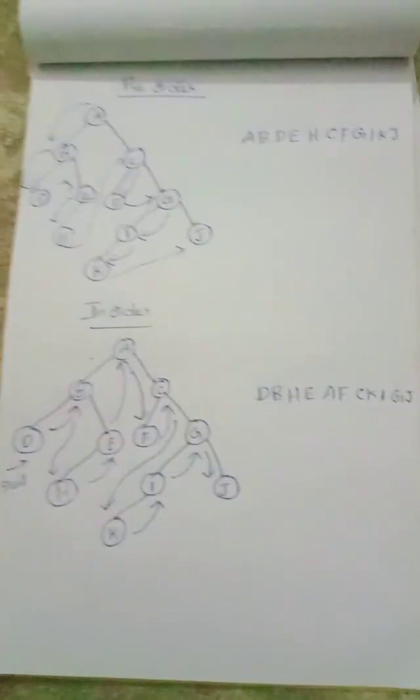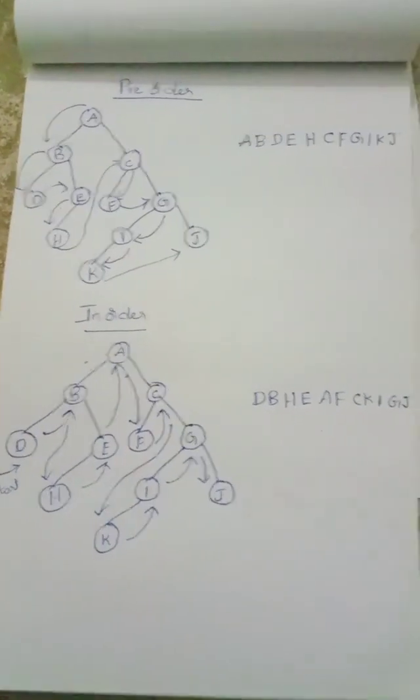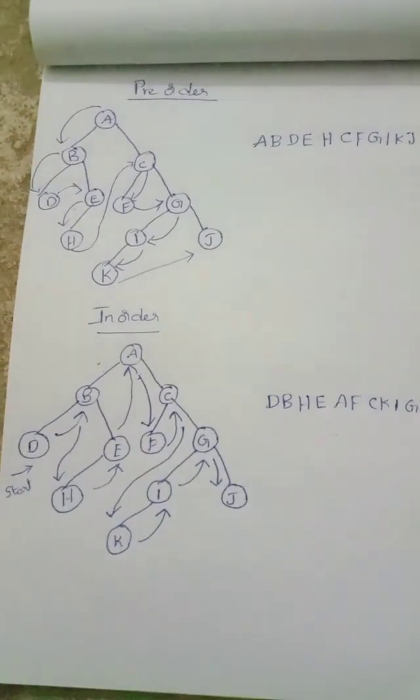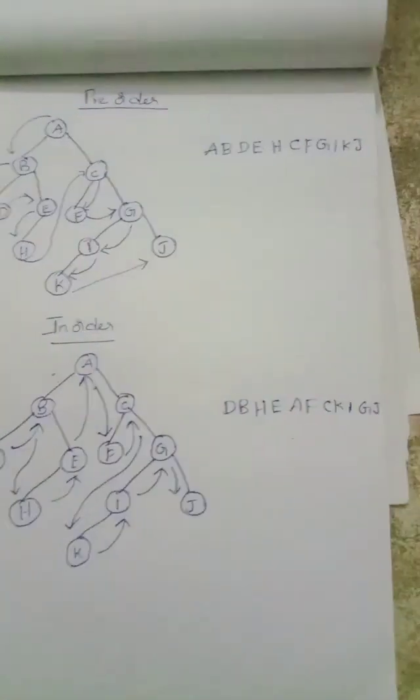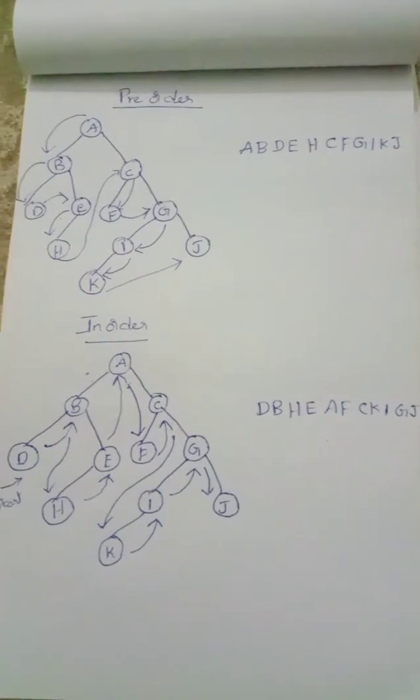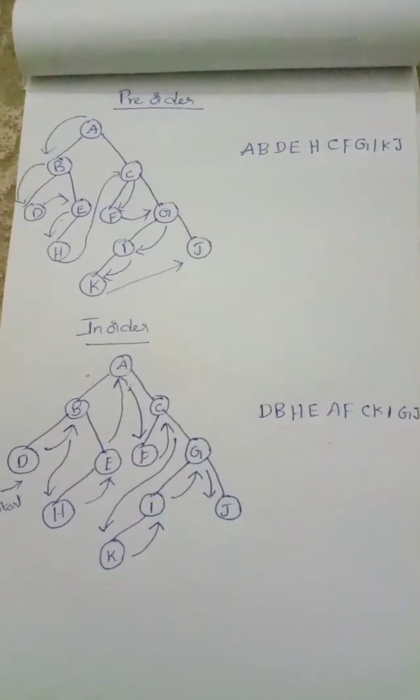Today we will discuss traversing a binary tree and its types. A binary tree can be traversed in three categories, that is pre-order, in-order and post-order.